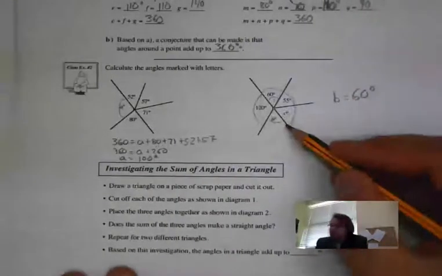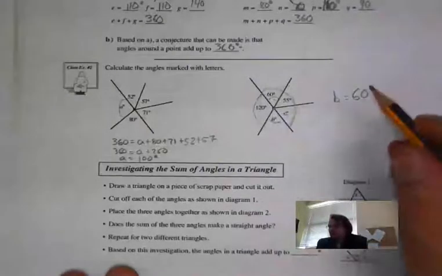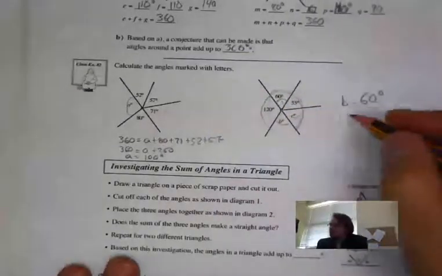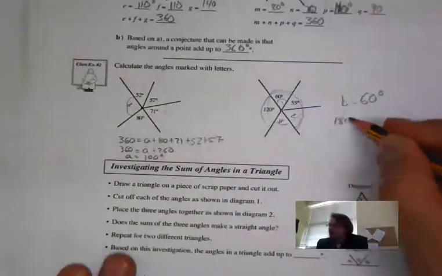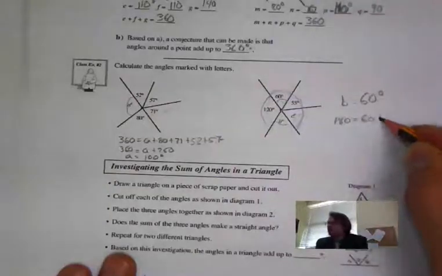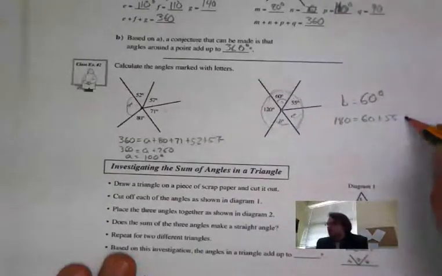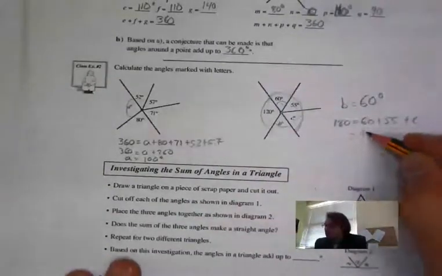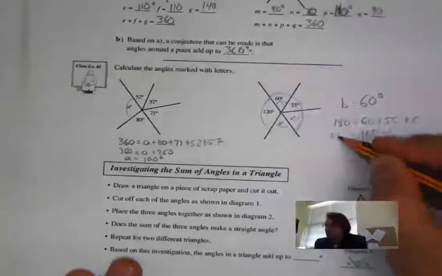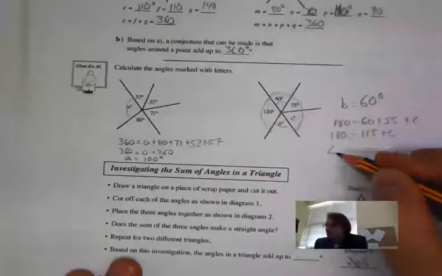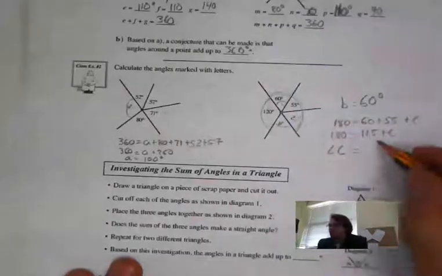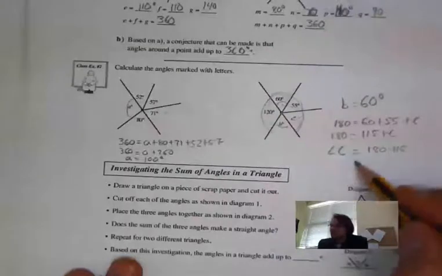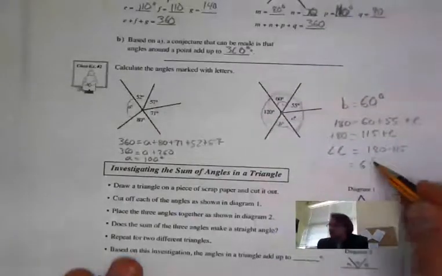So now, let's take a look at C. I think the easiest way for C would be to go this way. This is a straight line, so we're going to have 180 is equal to 60 plus 55, and then plus C. We add these together and we're going to get 115 plus C is equal to 180. So then angle C is going to be equal to 180 minus 115, and we're going to end up getting 65 degrees.